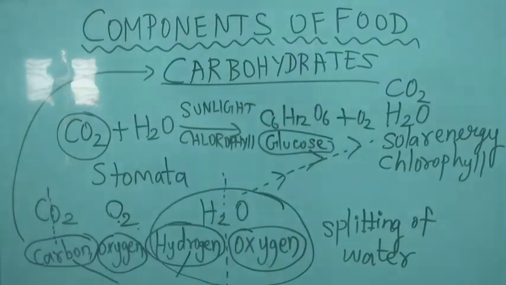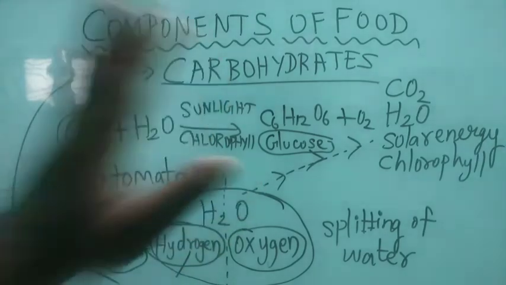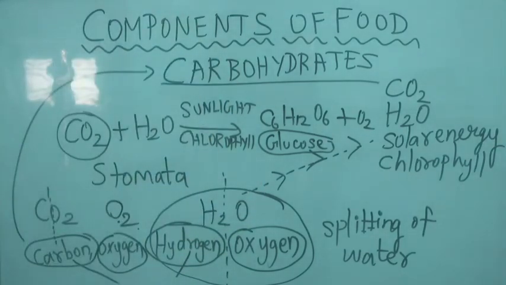This oxygen is what we inhale, human beings and animals. So in this way, carbohydrates are produced in plants.